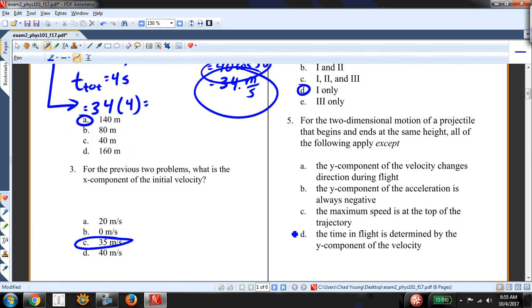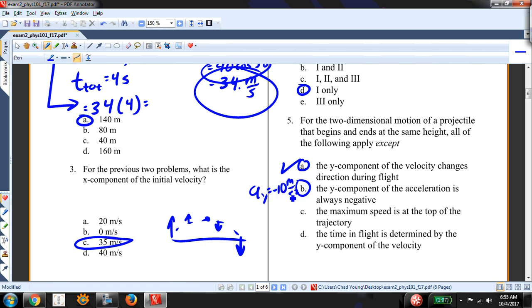For the two-dimensional motion of a projectile that begins and ends at the same height, all of these apply except which of these? Which of these is not true? The y component of the velocity changes direction during flight. That is true, so we're okay. Remember, with our y motion, our y motion starts out big, and in the positive direction it gets smaller, it goes to 0, and then it goes negative. So our y velocity does change direction. The y component of the acceleration is always negative. That's right, ay is equal to minus 10 meters per second squared.